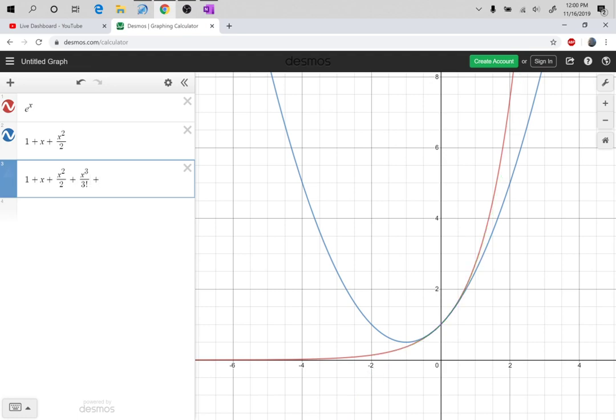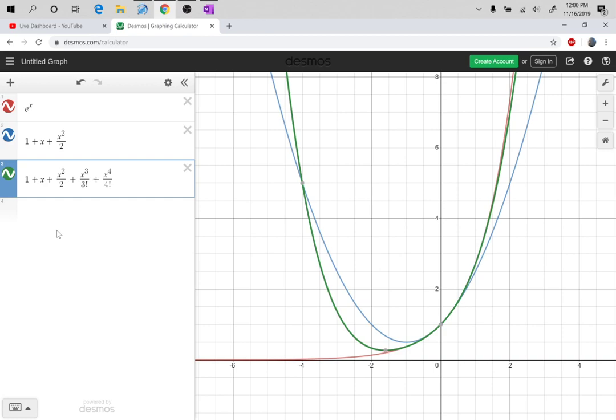And let's do one more term. X to the 4th divided by 4 factorial. And that's your green. You can't even see the red. We did 5 terms, right?